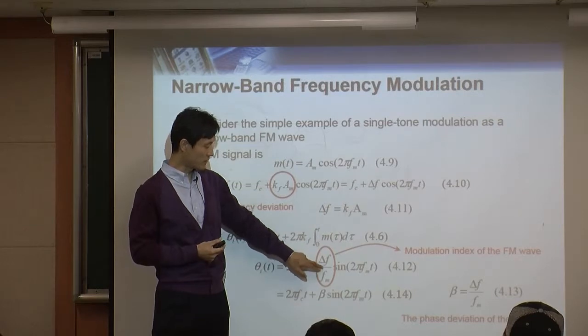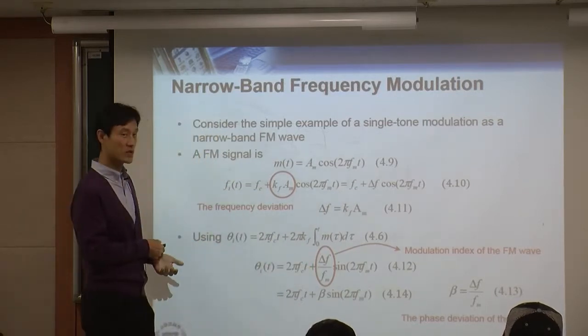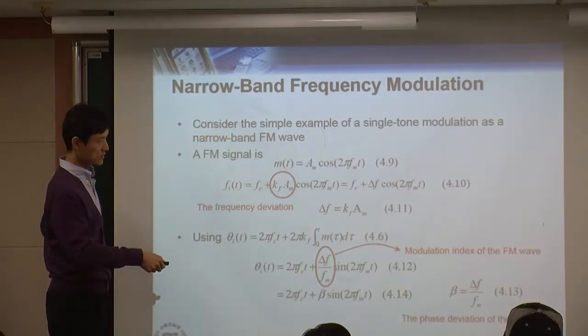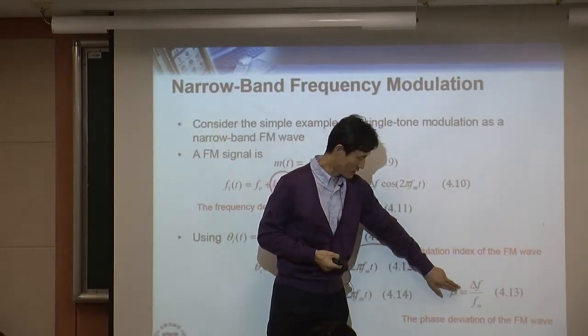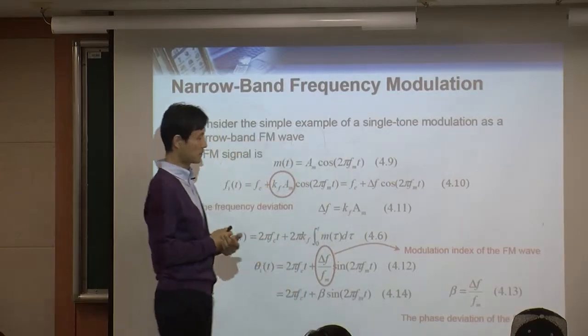So delta F divided by Fm, and we call this one the modulation index. Okay, modulation index. So the definition of modulation index is this one. Beta is delta F divided by Fm.